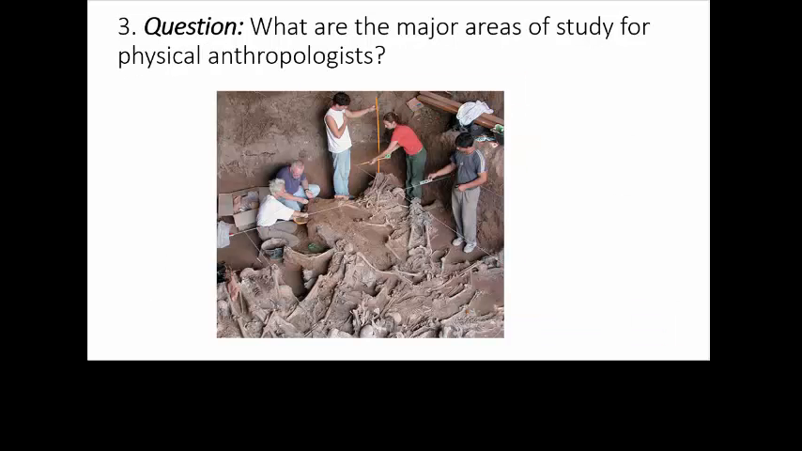Question: what are the major areas of study of physical anthropologists? Physical anthropologists are engaged in a number of specialties within the field. Geneticists examine DNA from modern humans, hominid ancestors, non-human primates, and primate ancestors to investigate origins and their relatedness. Human biologists study living humans, examining how biology, culture, and environment interact.